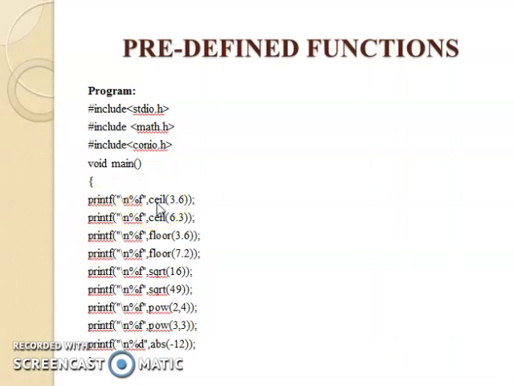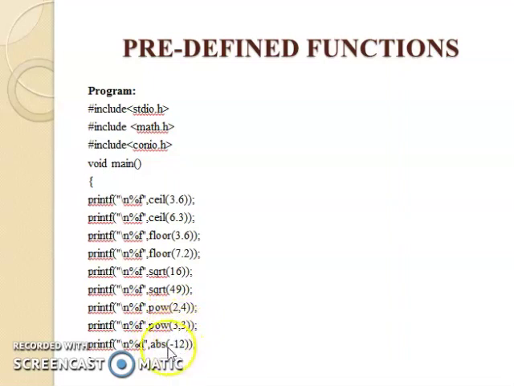The first one is ceil of 3.6, in the sense it will display 4. Next one is ceil of 6.3, it will display 7. Next one is floor of 3.6, it will display 3. Next one is floor of 7.2, it will display 7. The next one is square root of 16, which as you know is 4. Next one is square root of 49, 7. Power of 2 comma 4 means 16. Next one is power of 3 comma 3, which is 27.